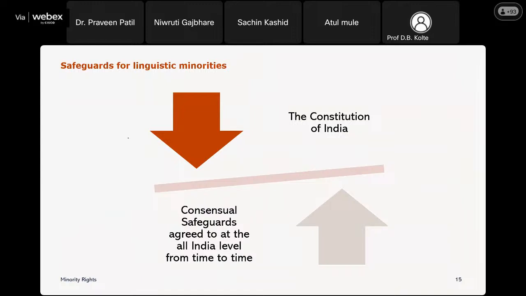What are the safeguards available to the linguistic minorities? Simple. The Constitution of India provides certain constitutional safeguards.